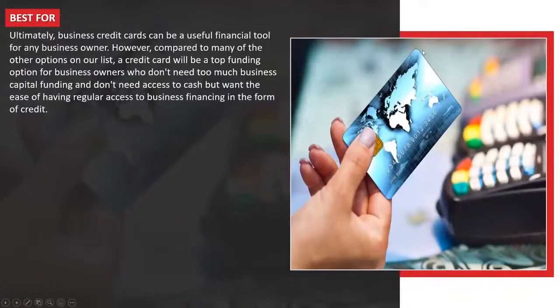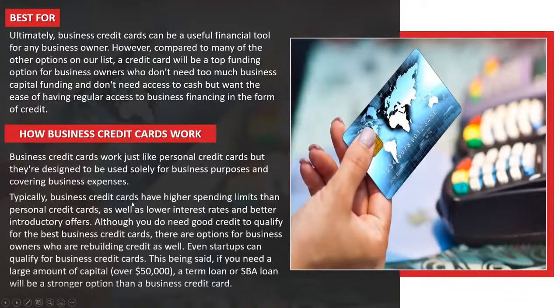Ultimately, business credit cards can be used as financial tools for a business owner. However, compared to many of the other funding options on the list, credit cards may be the top funding option for businesses who don't need too much business capital and don't need access to a lot of cash. Pretty much how it works is you have a credit card, just like we were just talking about with the business line of credit, a card that is available to you. Same thing, theoretically. If you need to make a purchase or acquisition, you use your card, make the payment, and you pay on the debt that you borrowed.